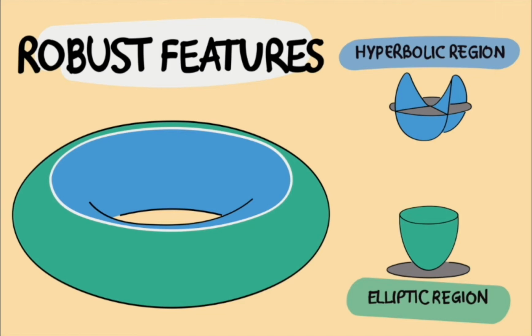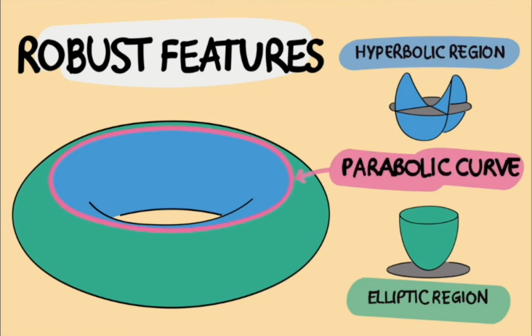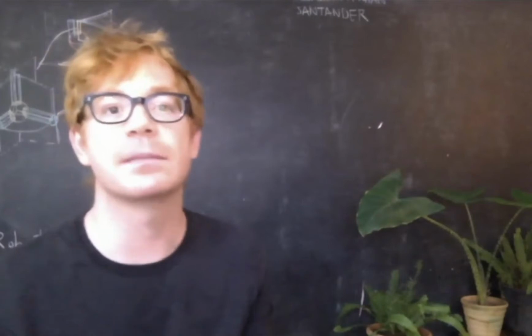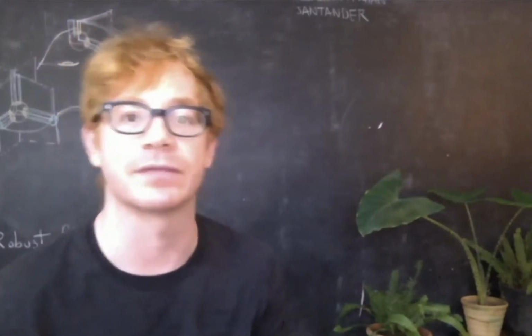And the elliptic and hyperbolic regions, they form open subsets and cover all the surface except for a curve between them. This curve is called the parabolic curve, and it is one of the robust features we will be looking at. Now, what does it mean that the parabolic curve is a robust feature?